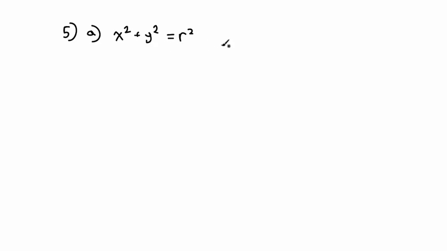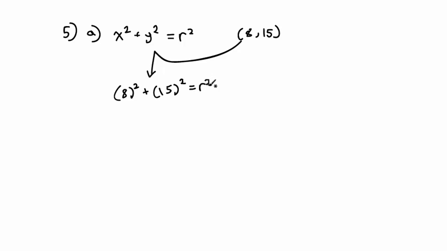And we also know that this point is on the circle, which means that when we input this into the equation, we get 8 squared plus 15 squared equals r squared. Okay, so we can do this because this point right here is on this graph, this circle. So this circle passes through this point. And when we do this, we can actually solve for the r value. And the r value is the radius.